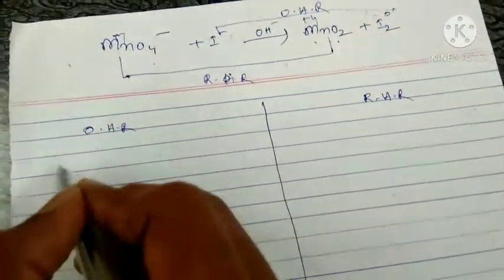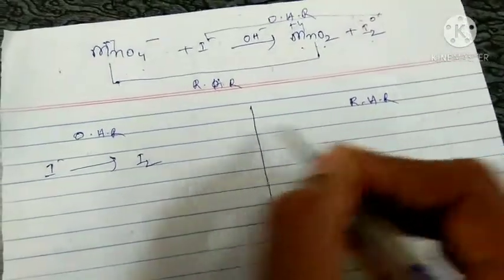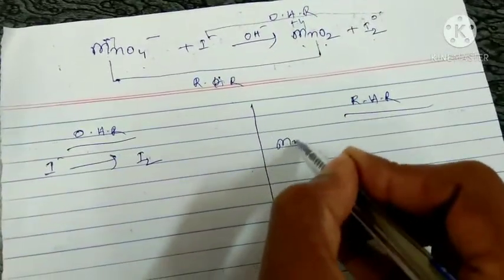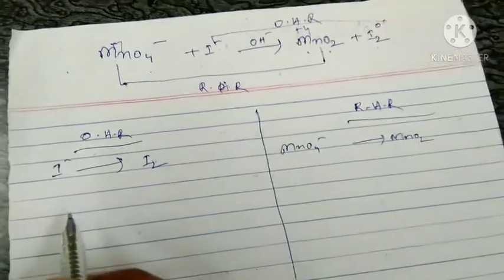What is the oxidation reaction? I minus gives rise to I2. What is the reduction reaction? MnO4 minus gives rise to MnO2.